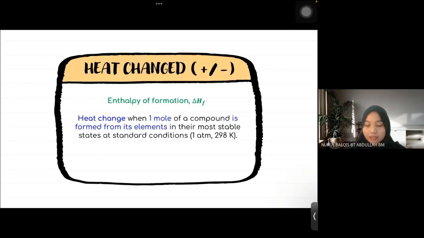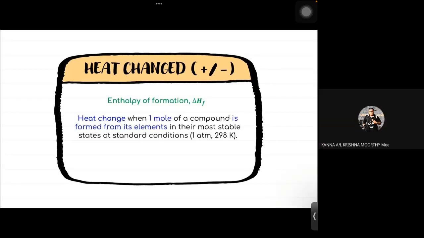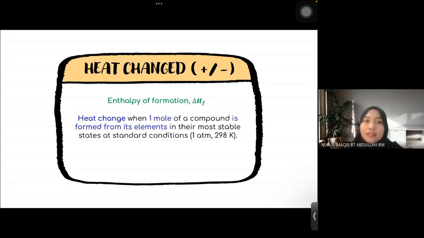Okay, and then kita masuk kepada heat change. Tadi kita tengok heat change ada berapa enthalpy involved? 3. Okay, so out of the 3, the 2 are the same. The 2 are the same means kita ada enthalpy of formation and standard enthalpy of formation. By definition, these two membawa maksud yang sama, cuma ada sedikit perbezaan pada standard enthalpy of formation. Okay, enthalpy of formation, definition dia sama. Okay, kita cover sekali je. Heat change when 1 mole of a compound is formed.